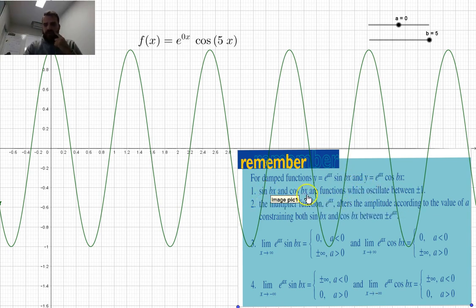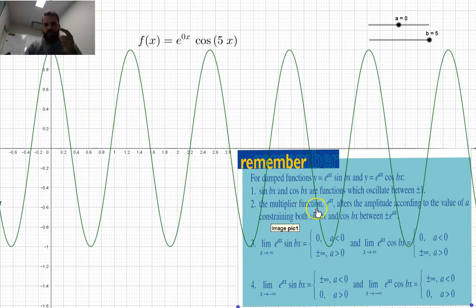Sine bx and cos bx are functions which oscillate between plus or minus 1. Okay, so they're going to have an amplitude of 1. They're going to go from 1 to -1. That's sine bx and cos bx. So I've drawn sine bx and cos bx here just by setting my a value to 0, because when I set my a value to 0, e^(0x) is equal to 1. So that's what I've got there so far.